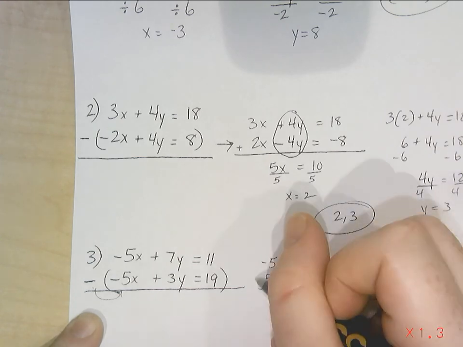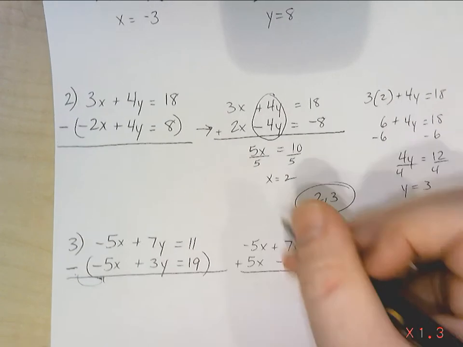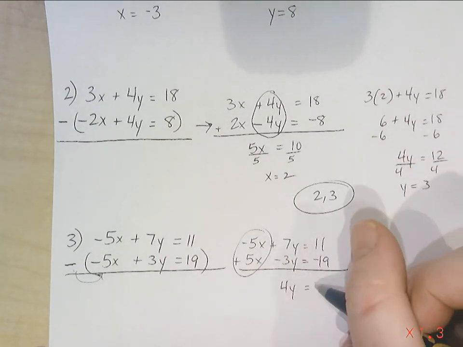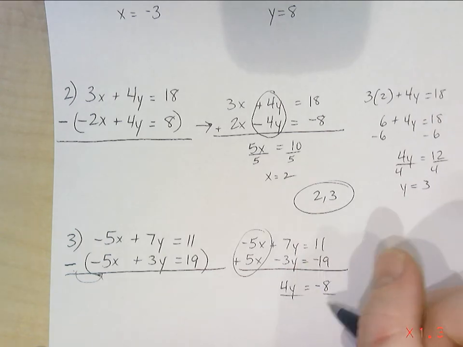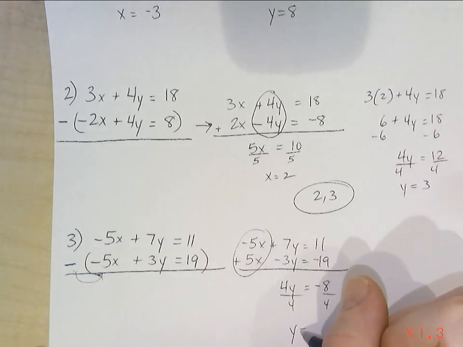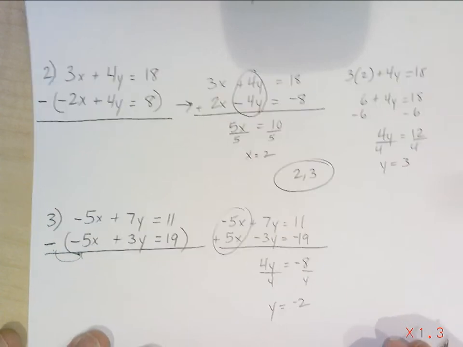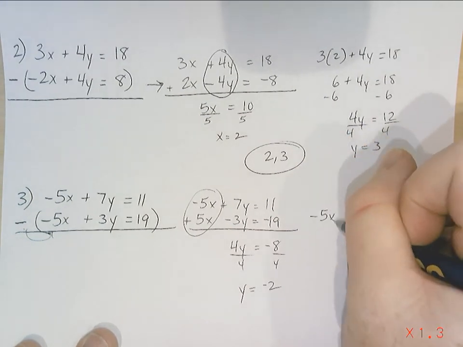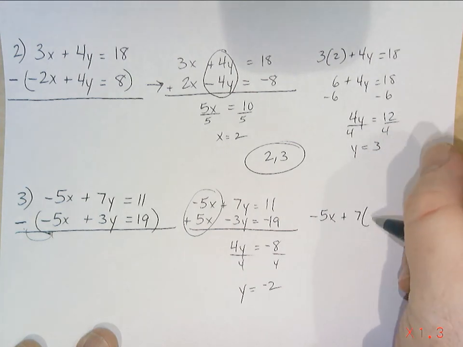Okay, and then I add them. So this is going to cancel out completely. This becomes 4y. This becomes negative 8. Divide both sides by 4. Y equals negative 2. Now that I have my value for y, I can find my value for x. So I'm going to plug that in to where my y is.